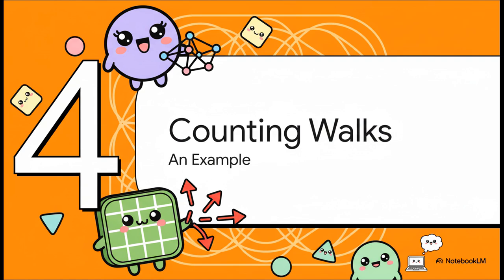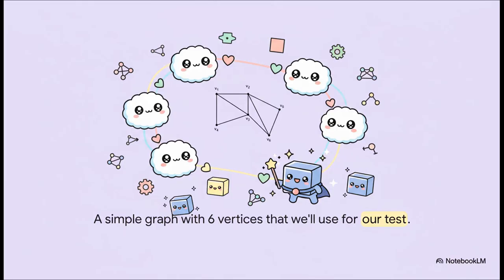All right, theory is one thing, but let's actually see this in action with a real example. It really is one of those things you have to see to believe. Here's the graph we're going to play with. We've got 6 vertices, V1 through V6, and a bunch of connections between them. Now, we're going to use our new matrix superpower to figure some things out.